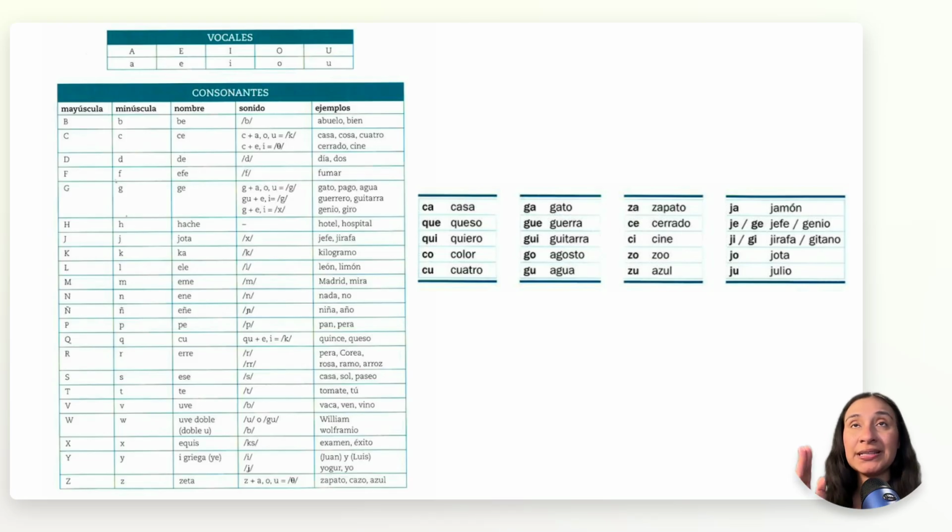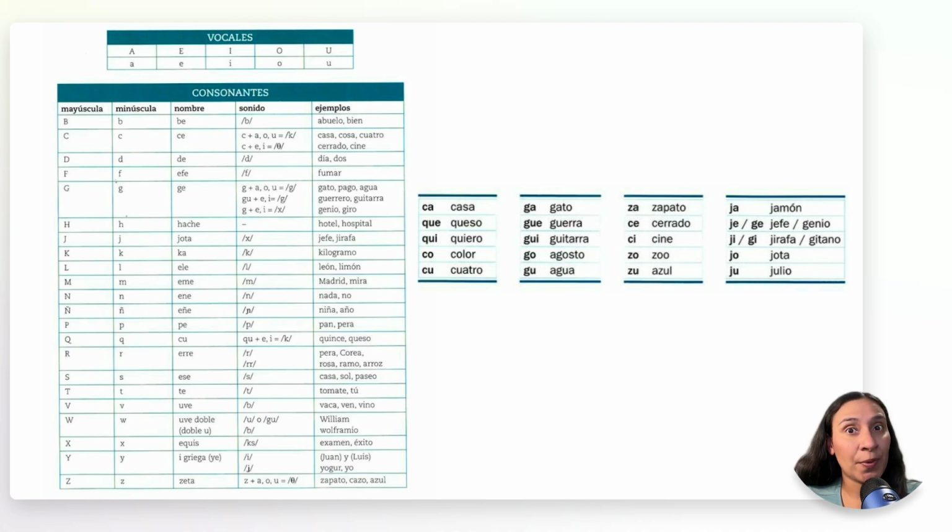Something nice about these pictures is that you have the mayúscula, the capital letters, and you also have the lowercase letters. You have the name of each of the letters from the alphabet. You have the sounds and some examples. So if you want, you can write this down or take a screenshot and have it with you all the time so you can remember the ABC and never forget it again, right?